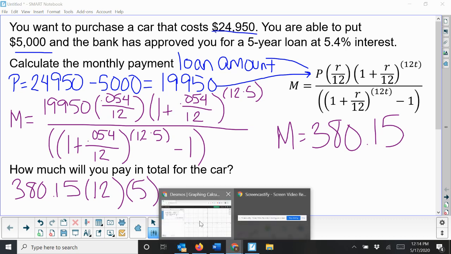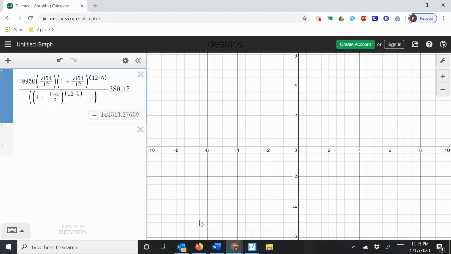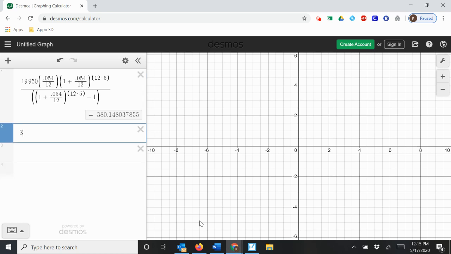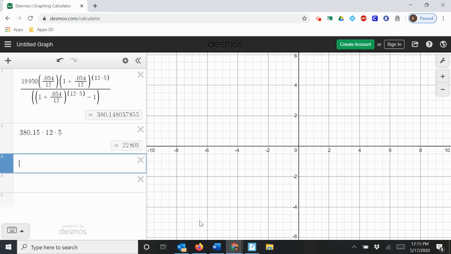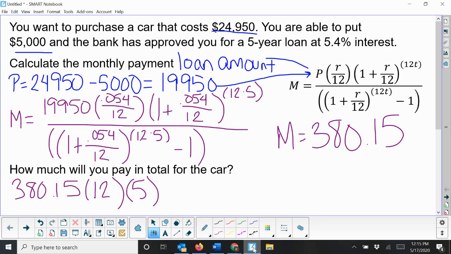So let's jump back over to Desmos. 380.15 times 12 times 5. I should have gone to the next line. 380.15 times 12 times 5. And so I'm going to end up paying $22,809.